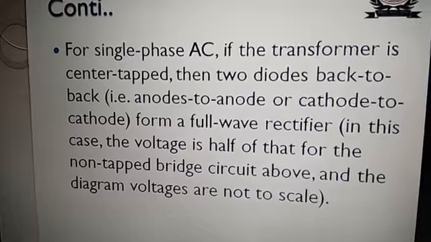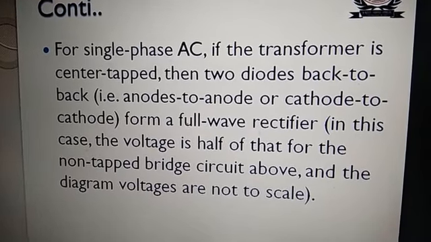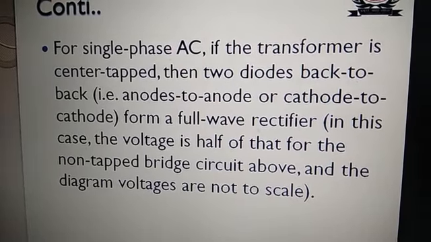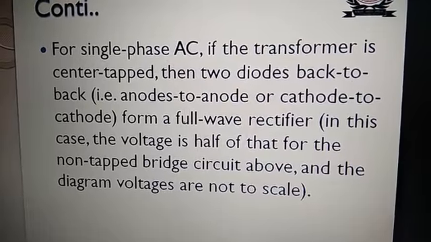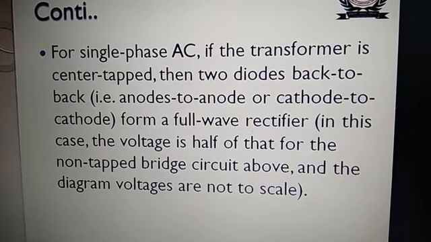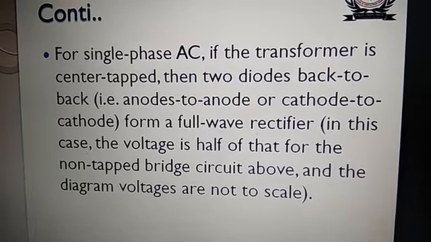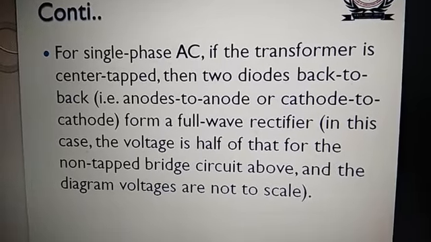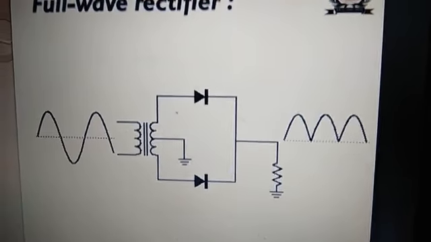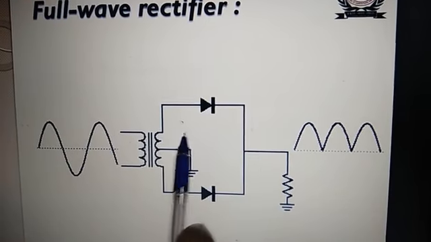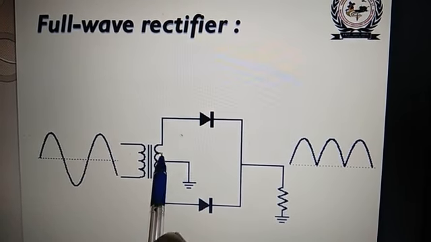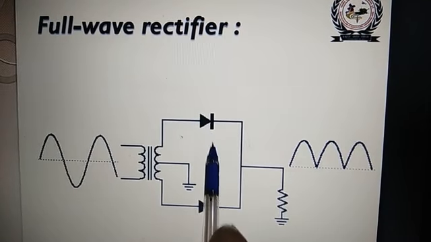For single phase AC, if the transformer is center tapped, then two diodes back to back, that is anode to anode or cathode to cathode, form a full wave rectifier. In this case the voltage is half of that for the non-tapped bridge circuit, and the voltages are not to scale. You can see this is the circuit diagram for the full wave rectifier. This is the input and this is the center tap transformer. The secondary of the transformer is center tapped, and this is diode D1 and this is diode D2.